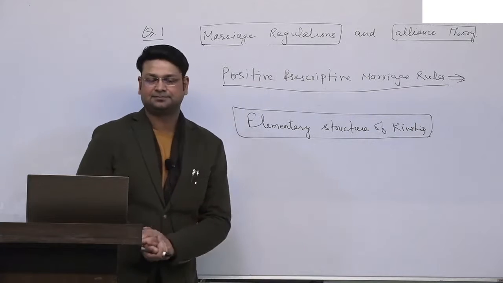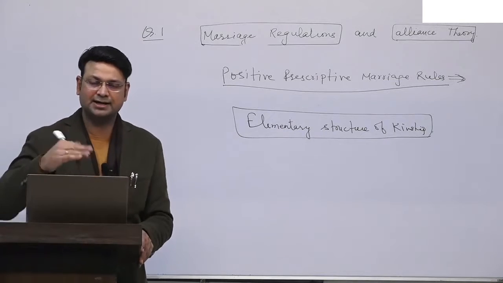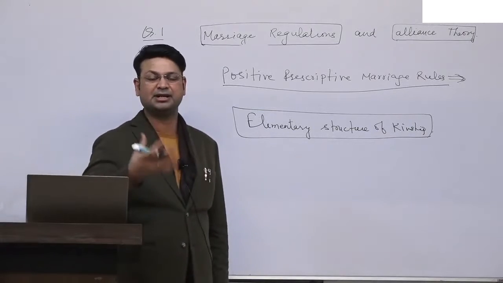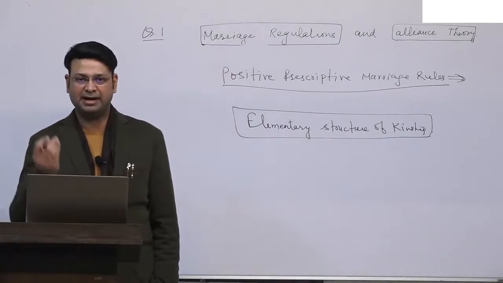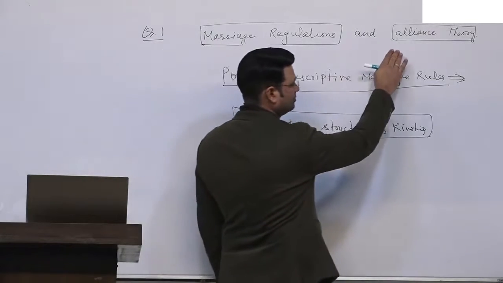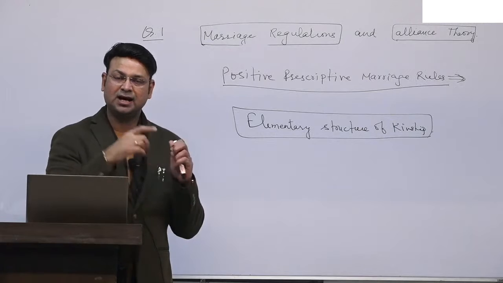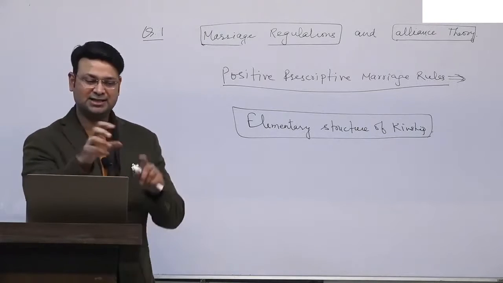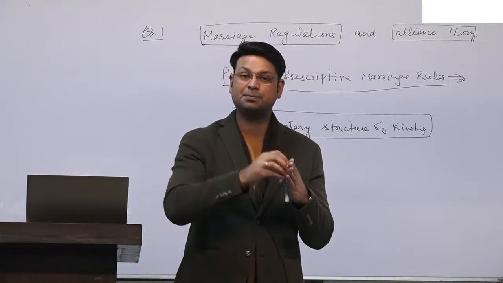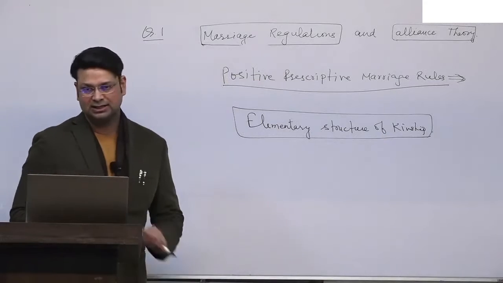So what does alliance theory say? Alliance theory was given by Levi-Strauss in reaction to the descent theories. Descent theories were given by British anthropologists, or British ethnologists, like Radcliffe Brown, Meyer Fortes, Evans-Pritchard and others, and Jack Goody. In reaction to that, alliance theory came, given by Levi-Strauss. Levi-Strauss says that not descent, but alliances are the central fulcrum of social organization. Kinship based on alliances is the central thing for social organization. That was his theory.